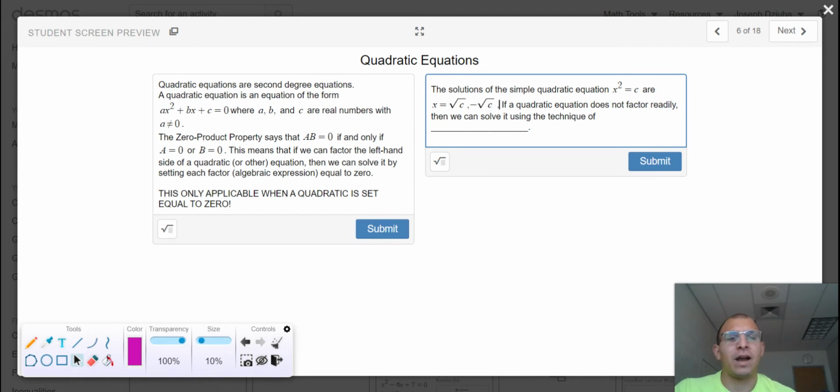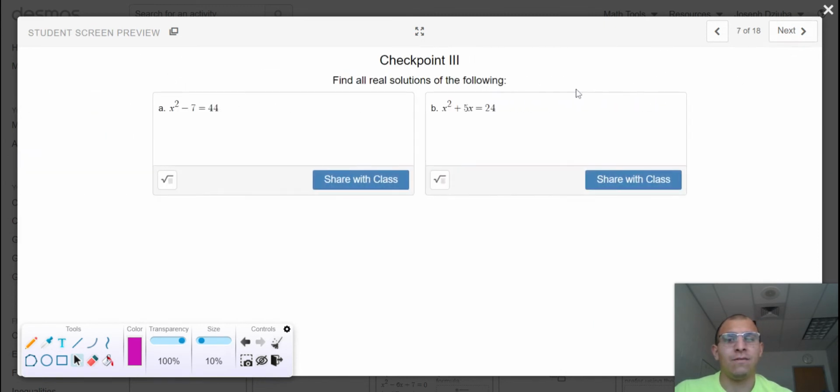If a quadratic equation does not factor readily, then we can solve it using the technique of completing the square. And this is probably where most of you kind of go, "In the what?" So let's take a very in-depth look at part B.